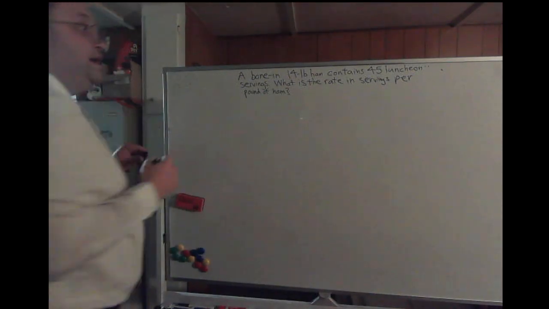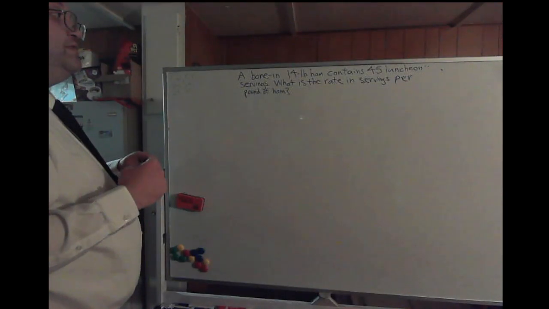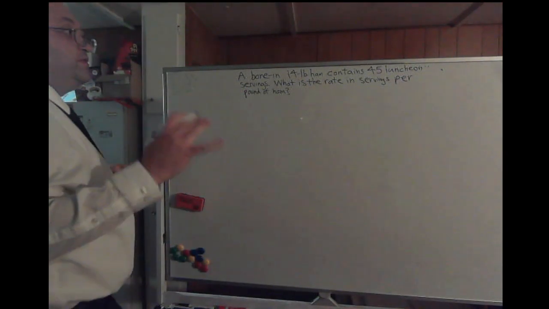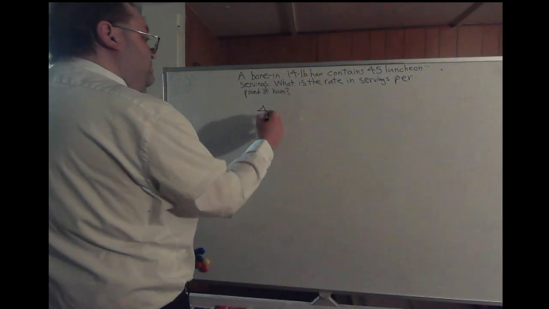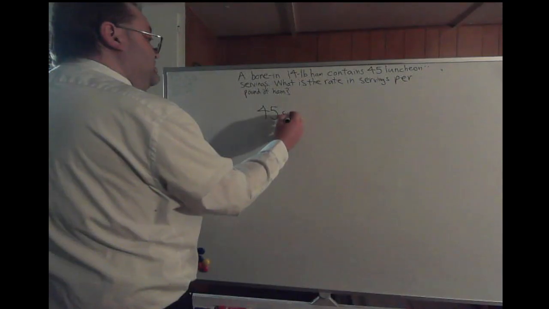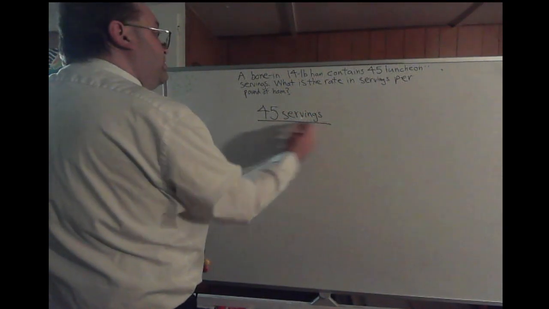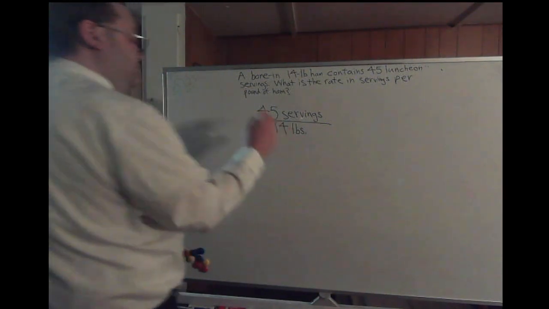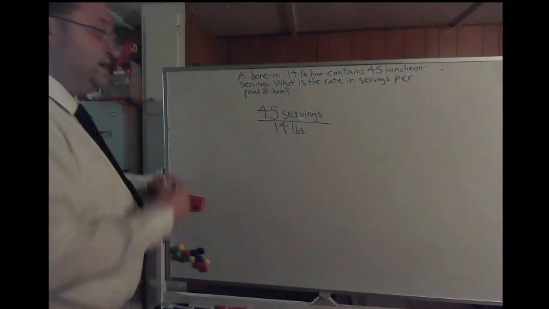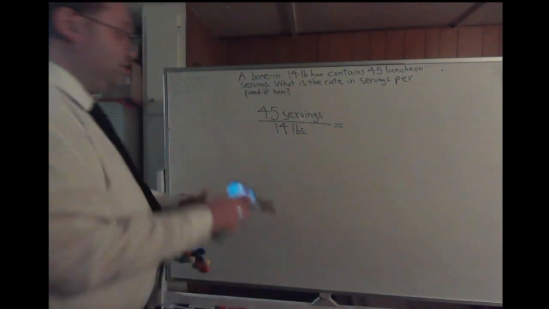Alright, so we have a bone-in 14-pound ham contains 45 luncheon servings. What is the rate in servings per pound of ham? So they want servings per pound. So you have 45 servings, right? They tell you it's 45 servings for 14 pounds. So 45 servings for 14 pounds. Now, if you want to get how many servings it is per pound, all you got to do is take both the numerator and denominator divided by 14.